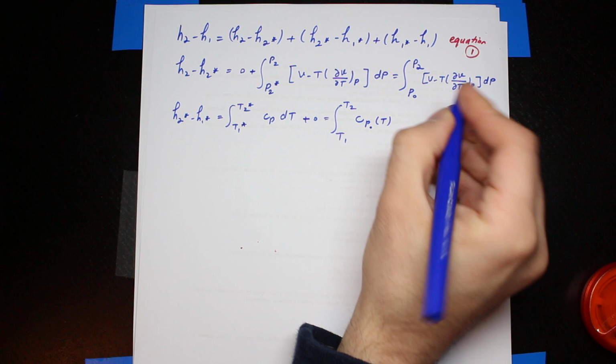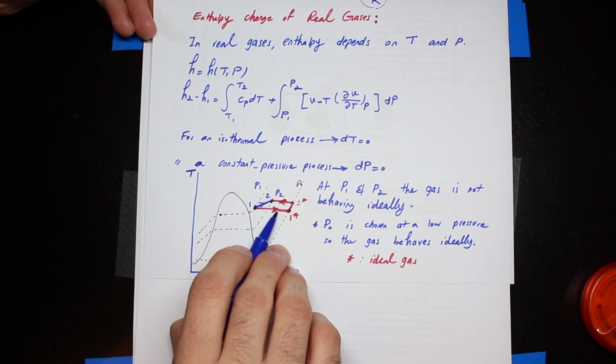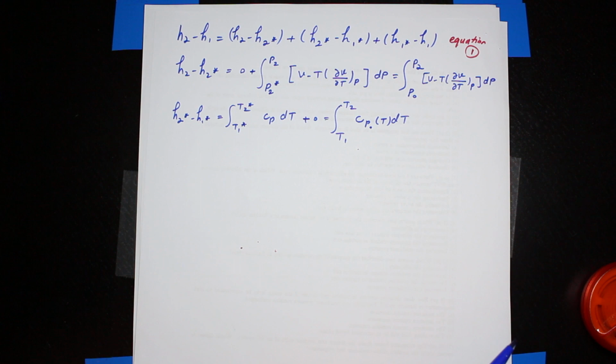So T1 star is equal to T1. Look at that. T1 star, like the temperature at this point, is equal to temperature at this point because both of them are on a horizontal line and the vertical axis is my temperature. Same thing between 2 star and 2. Both of them are at the same temperature. Okay?